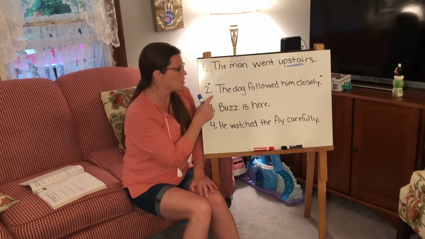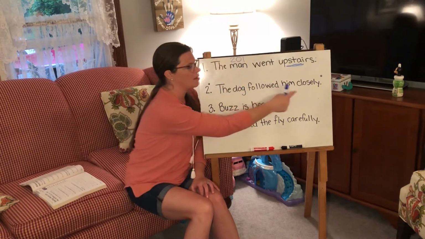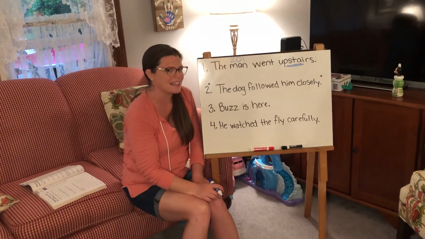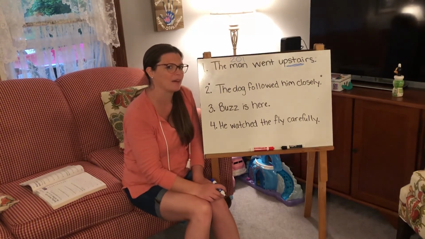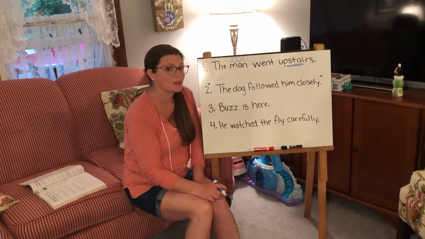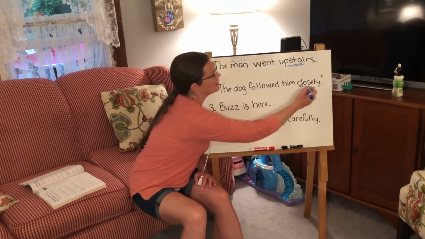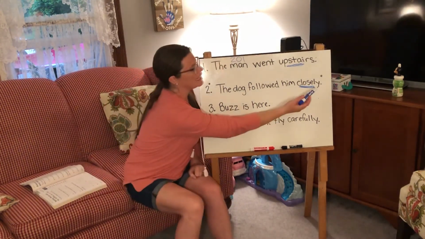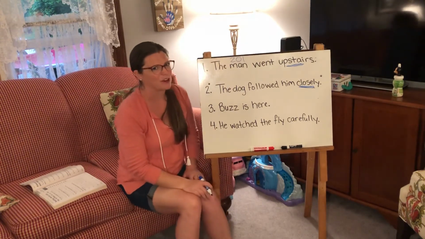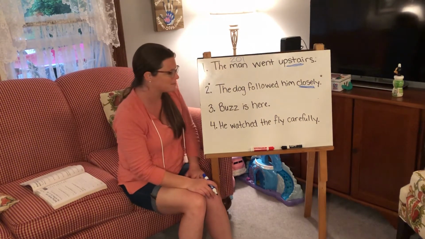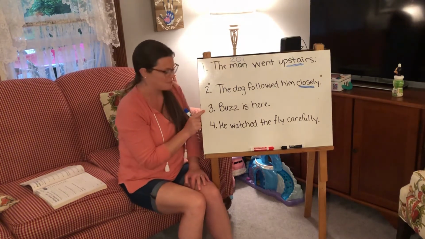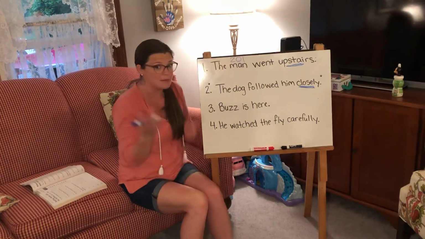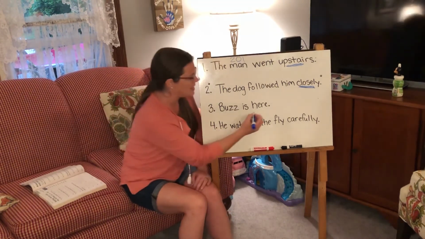So now, number 2, the dog followed him closely. So it doesn't say where, but it does say how. How did the dog follow him? Closely, right? And a little tip, pretty much any word that ends with ly, L-Y, is an adverb. So that's a fun little clue that'll help you out. Let's look at number 3. Buzz is here. It tells us where, right? Where is Buzz? Here, right?